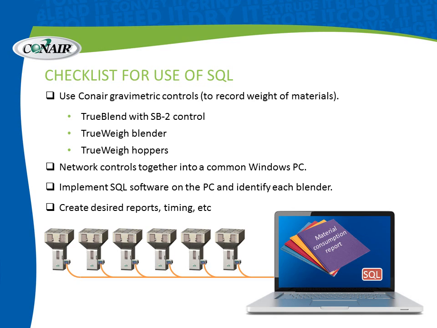Or it can be through the use of TrueWay hoppers. These are those individual hoppers that can be fed from any one of a number of sources, and it weighs the material as it passes through. All these controls, just the controls, are networked together into a common Windows PC by the method we described before. We implement the SQL software on the PC and identify each blender. With the software, each blender has an address, and so we simply need to identify it. Then we can create the desired reports and proper timing, scheduled or at random, and so forth.